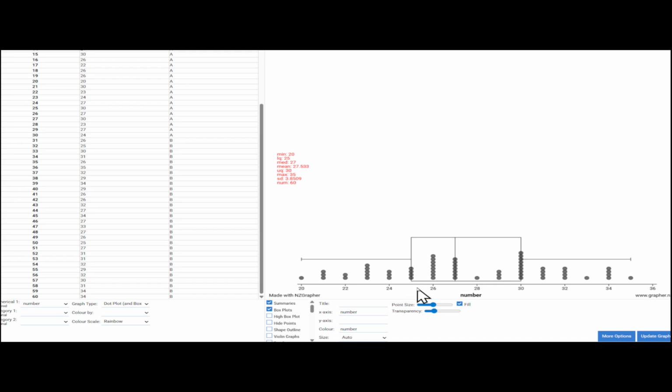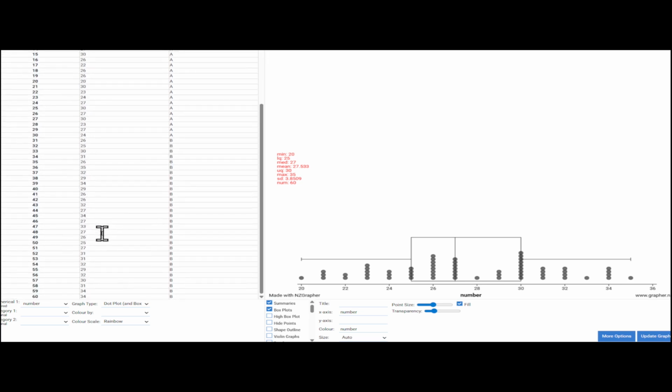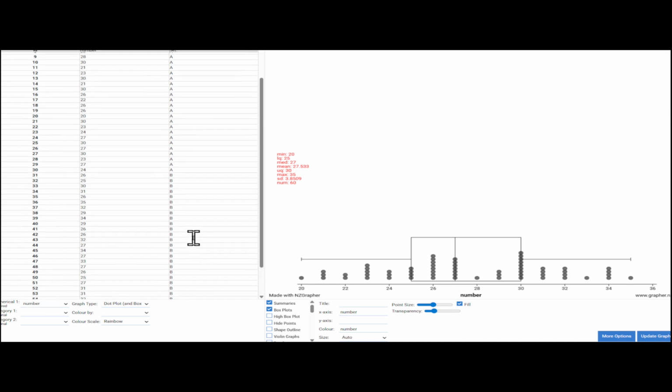In this video we're going to look at two populations. This is from the NZ Grapher website. I'll put the link in the description. And what I've got here is a set of numbers. There are 60 in total, and they're randomly chosen with a little tweak.